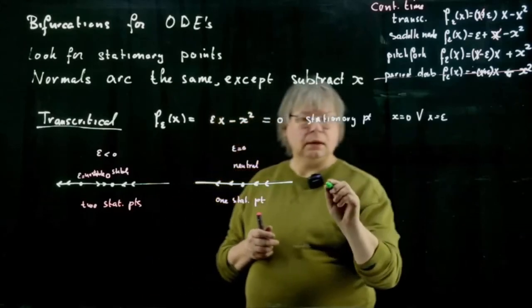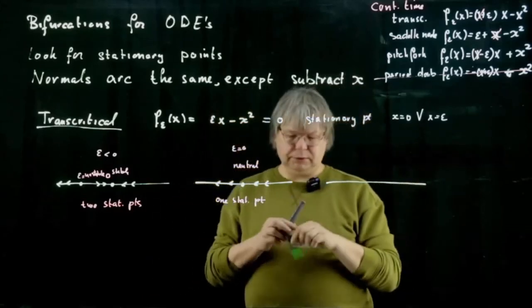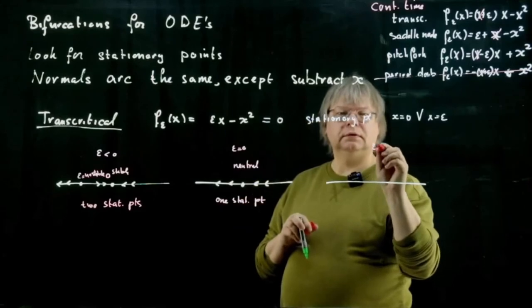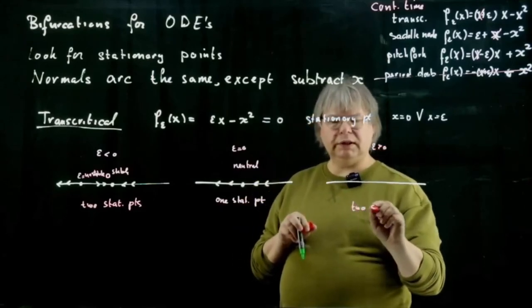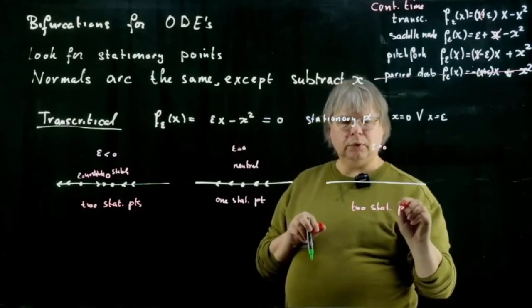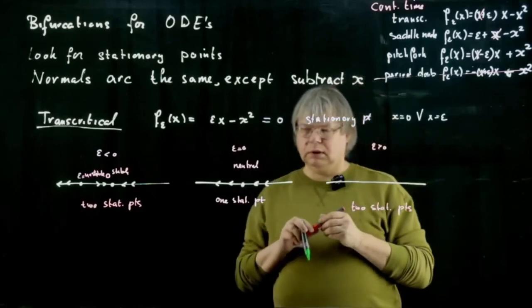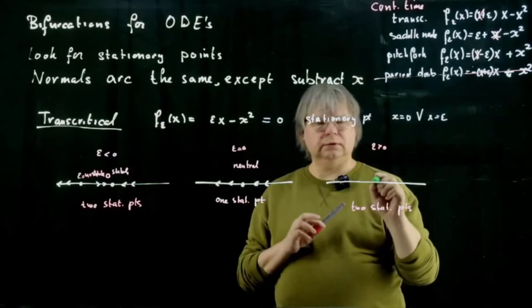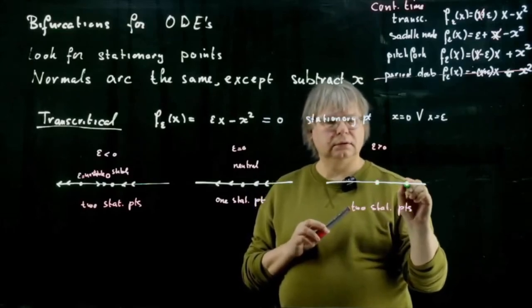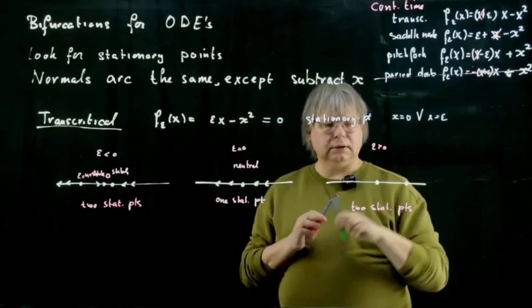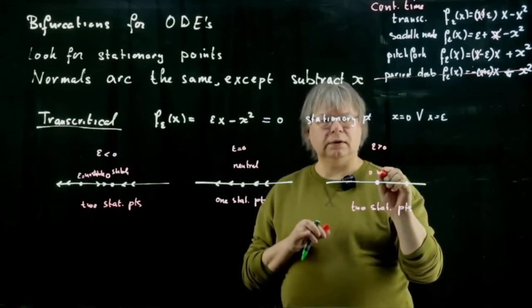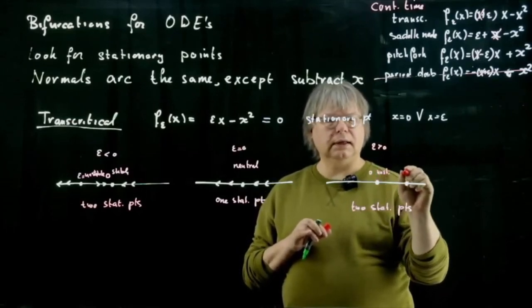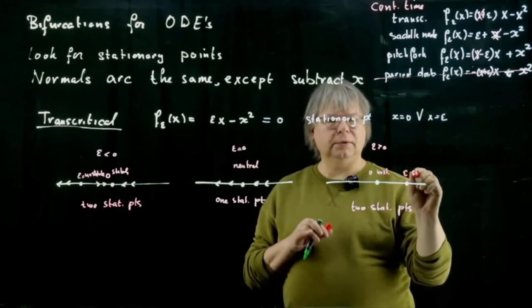Okay. And then for epsilon positive, now again we have two stationary points. The picture looks like this. At 0, it's now going to be unstable. And at epsilon is going to be stable.